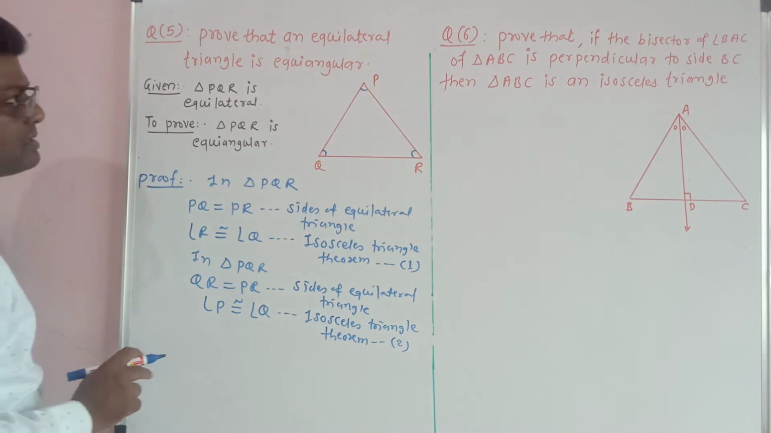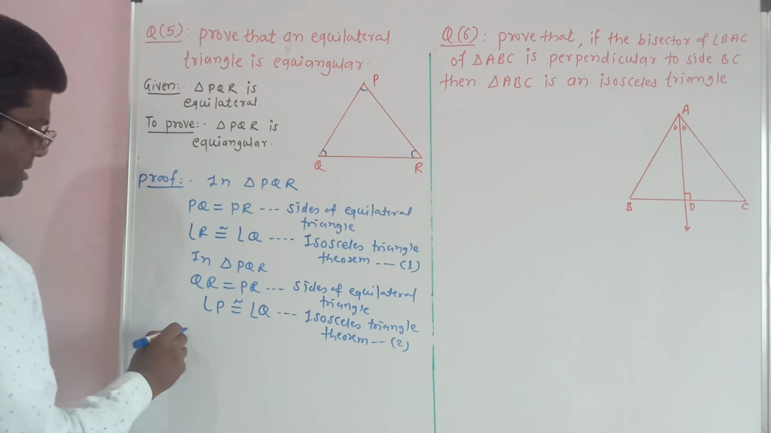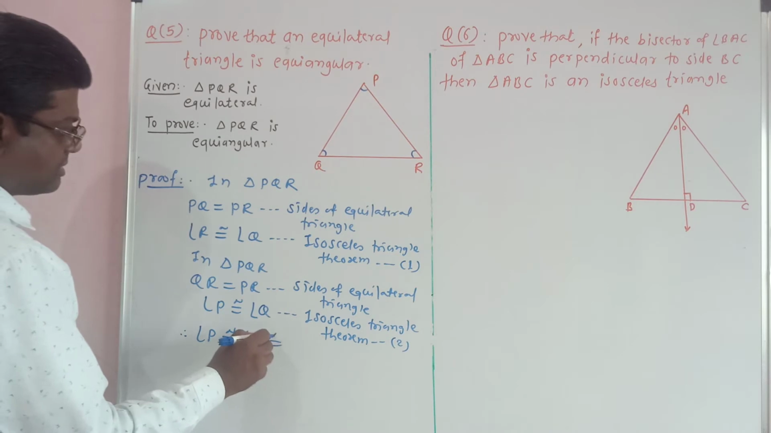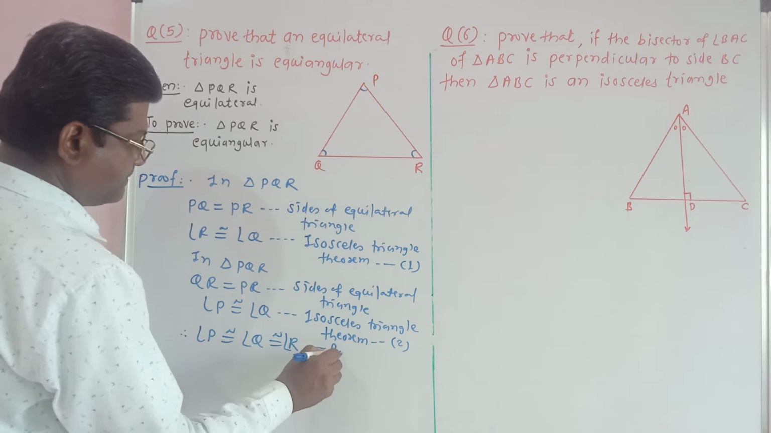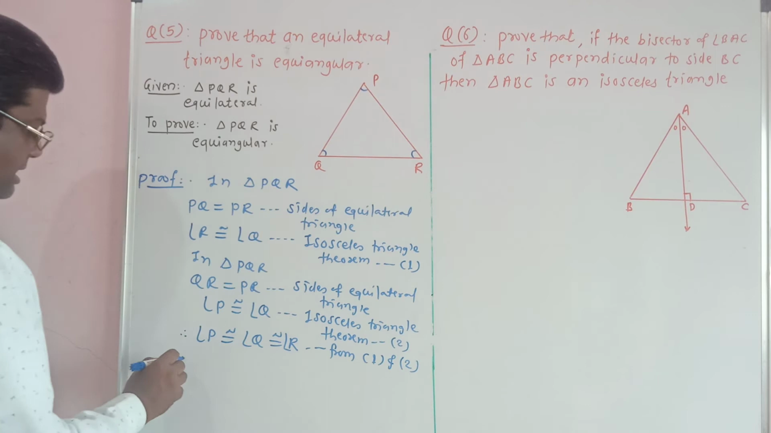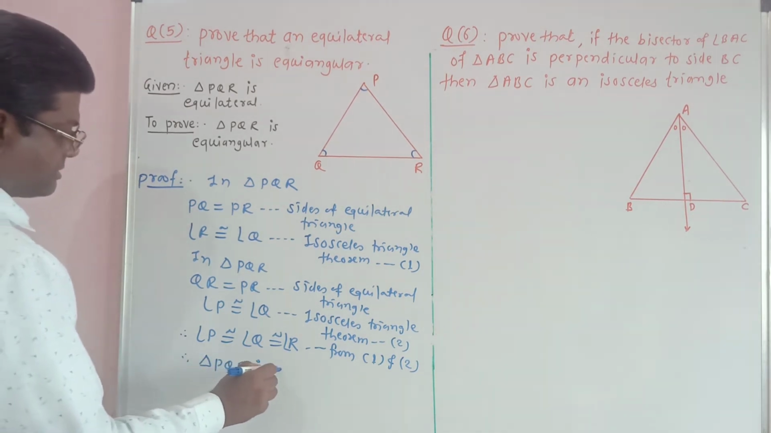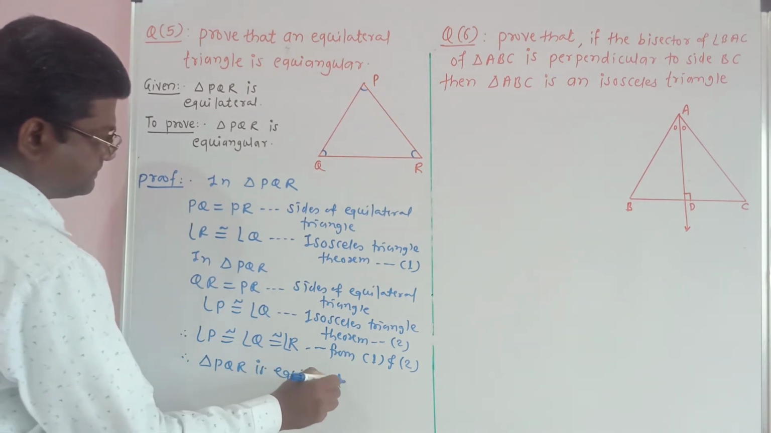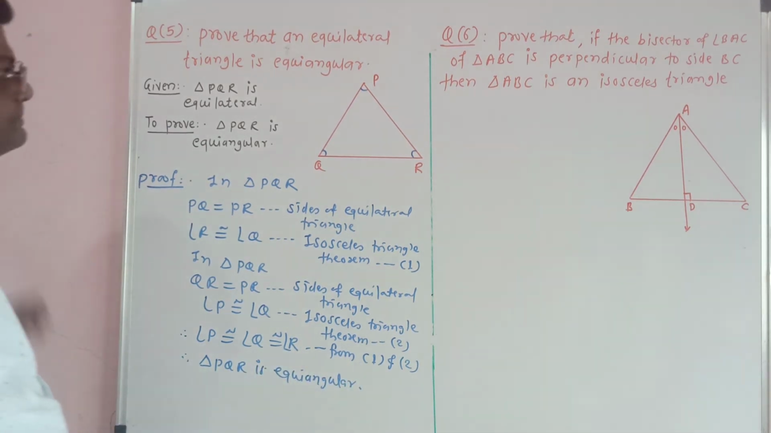From these two equations, angle P congruent angle Q congruent angle R. Therefore, angle P congruent angle Q congruent angle R. Reason is from 1 and 2. Therefore, triangle PQR is equiangular.